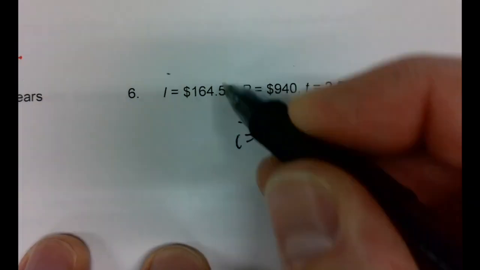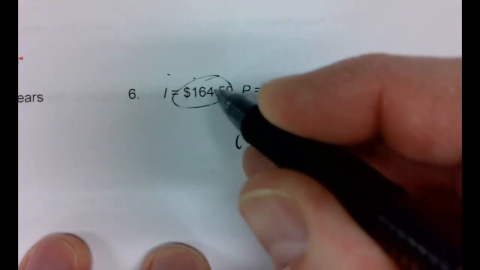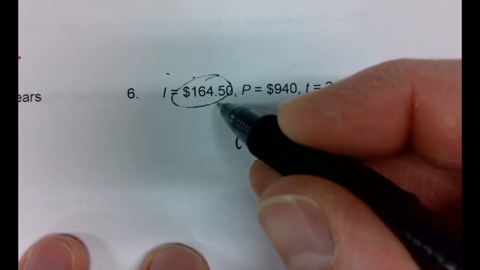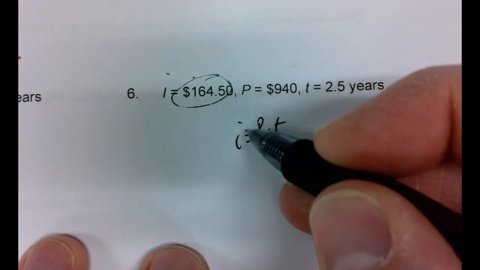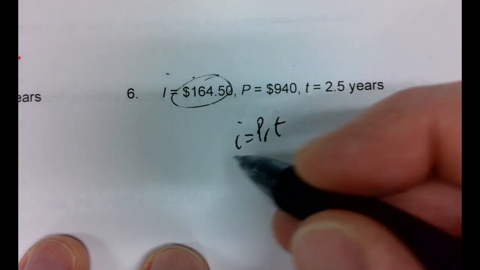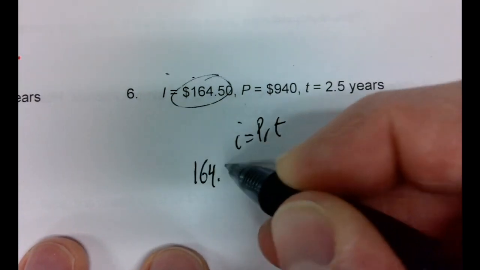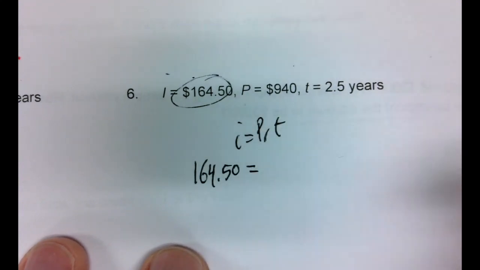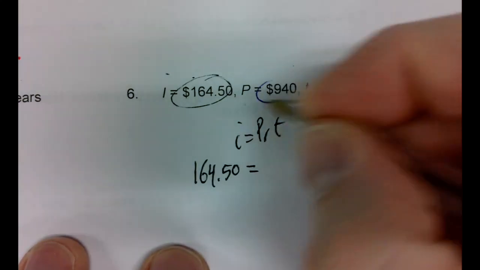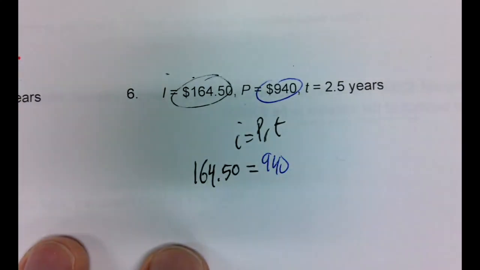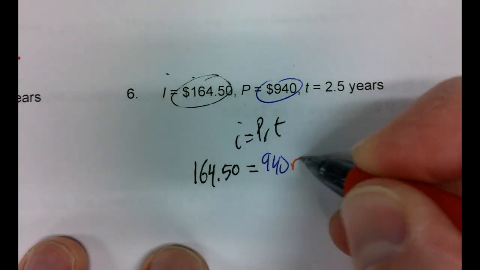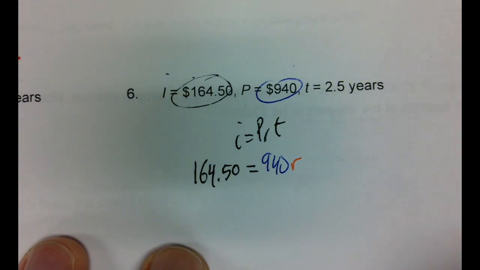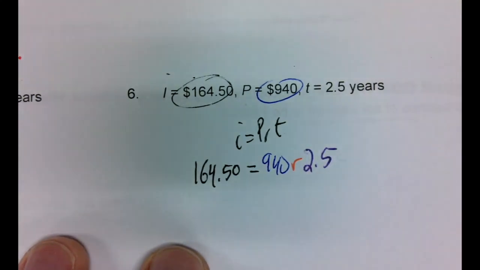Now you start plugging in things. Well, we know the interest. This one's different. Everyone say different. When we're looking at this, it's different because now we're told the interest. So we need to put in $164.50 for interest. The principal is $940. There is no rate, so I'm going to leave that as R. And then the time is 2.5 years.